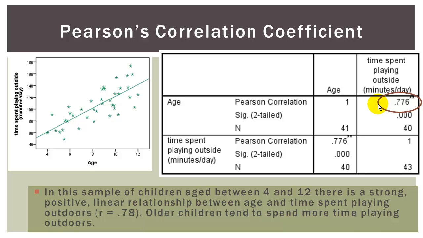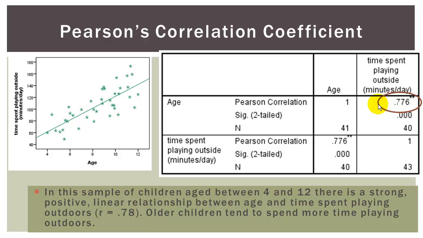relationship. And if we were to give a brief description of the relationship in the sample, we'd say something like, in this sample of children aged between 4 and 12, there is a strong positive linear relationship between age and time spent playing outdoors. And then in brackets we'd give the value of Pearson's R, rounded to 2 decimal places, so R equals 0.78. And then we'd expand on that word positive by saying older children tend to spend more time playing outdoors. So rather than just saying the relationship is positive, it's more informative if we actually give that additional sentence saying that the older children tend to spend more time playing outdoors.